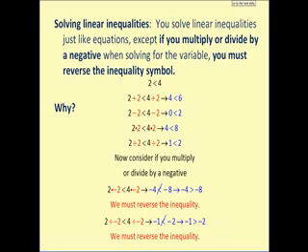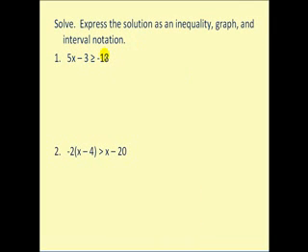Okay, let's go ahead and try some of these. We're going to solve these just like they were equations, except remembering if we multiply or divide by a negative, we have to reverse the symbol. So the first step here would be to add 3 to both sides. So we'd have negative 15. Divide by positive 5.